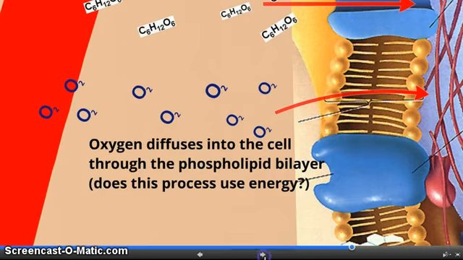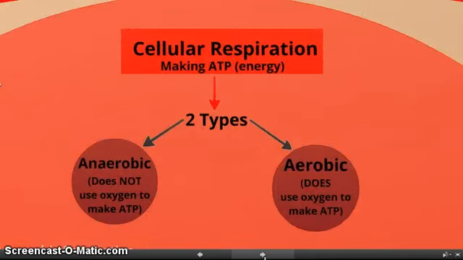Alright, so let's get on to the cellular respiration part of this whole thing. Alright, so cellular respiration is making ATP, flat out, just making ATP or energy for the cells. Okay, so there are two types, the ones that we're going to highlight. Anaerobic, like I said before, does not use oxygen to make the ATP. And then we have aerobic, and it does use oxygen to make ATP.